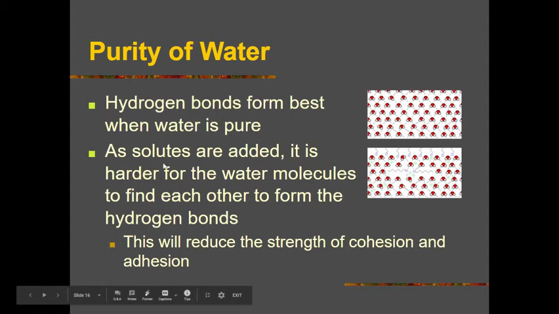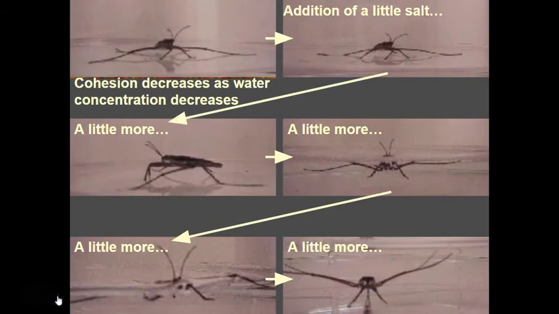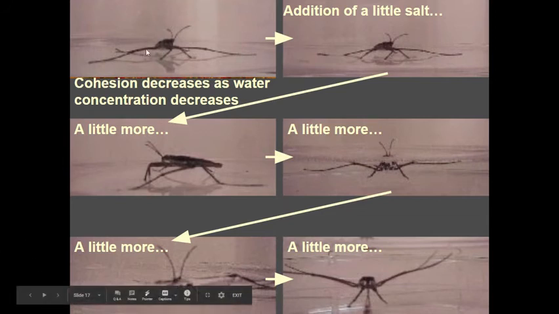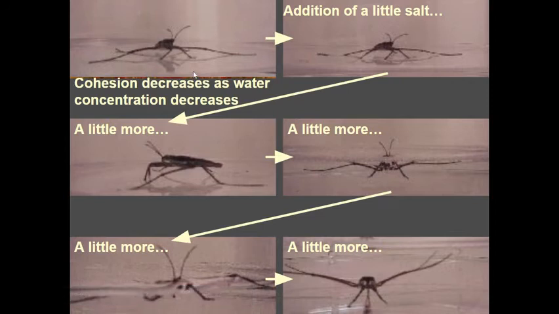So as solutes are added, it's harder for water molecules to hydrogen bond with itself or with something else, which reduces cohesion and adhesion. So here's an example with a little insect that's walking on water. We've got surface tension because of cohesion. If we add a little salt to the water, it's going to cause some of those hydrogen bonds not to be able to form. And the insect starts to have a little more difficulty walking on the surface of the water because the surface isn't as strong anymore.